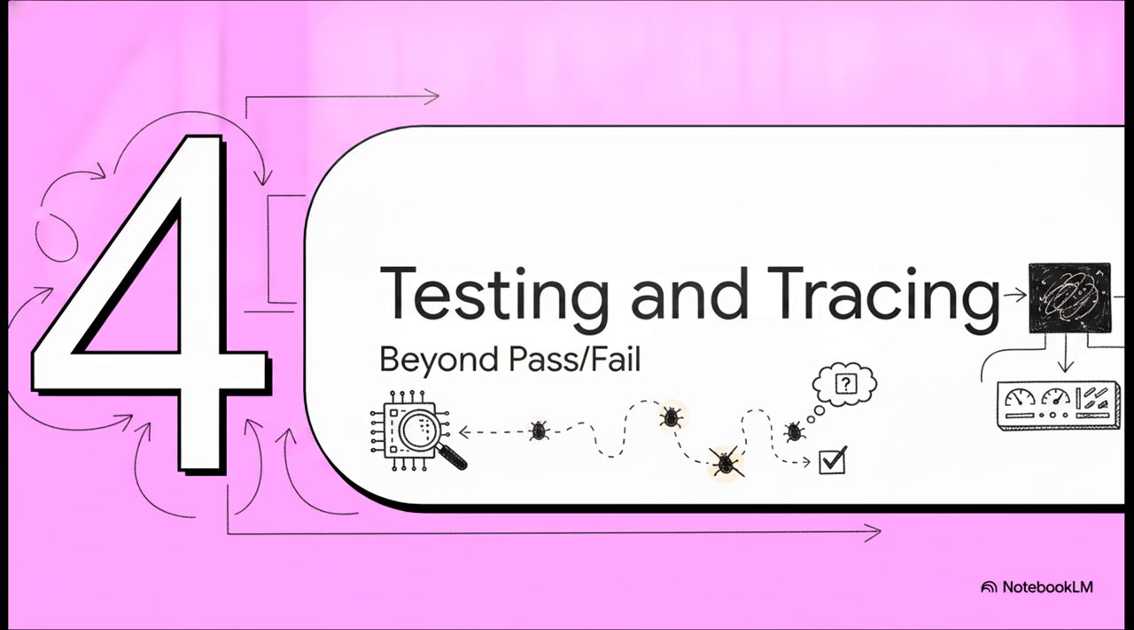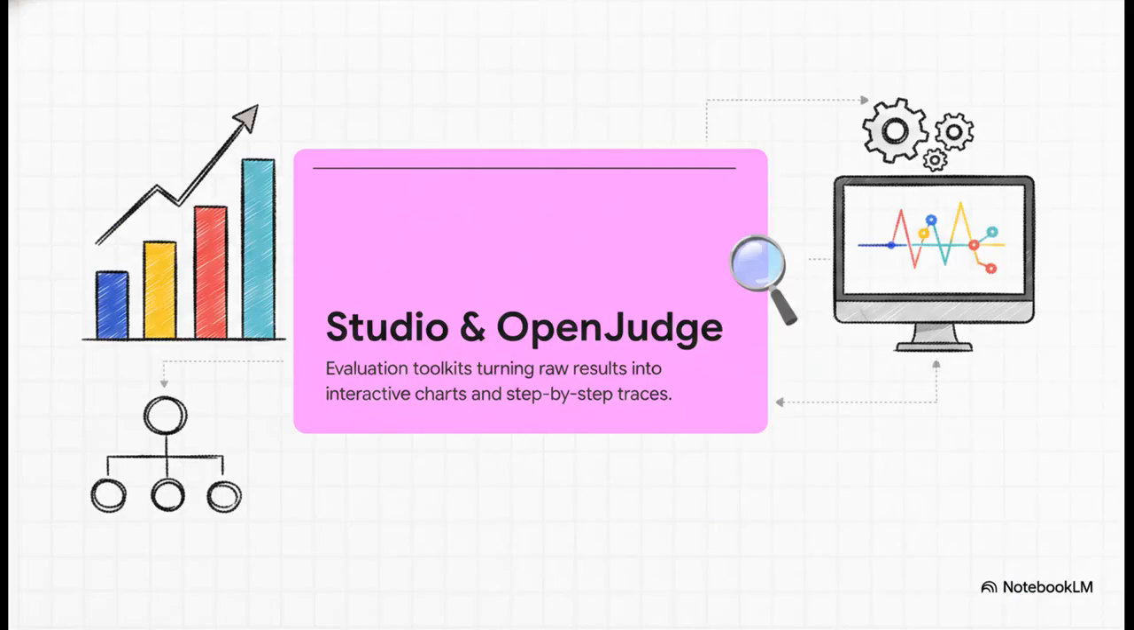Section 4. Testing and tracing. Beyond pass-fail. Let's talk observability, because when you're evaluating AI, a simple pass/fail score is practically useless for debugging. I mean, if an agent fails a task, you need to know exactly why. That is where AgentScope Studio and OpenJudge come into play.